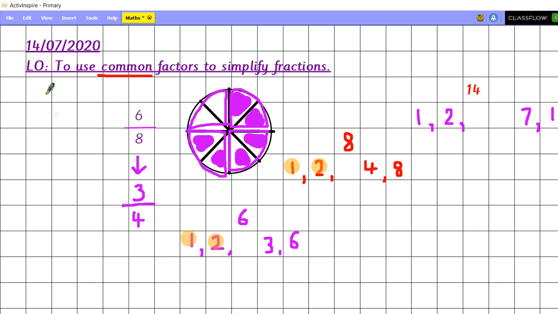So all I have done then is divide both of these by our highest common factor. 6 divided by 2 is 3. And then 8 divided by 2 is 4. So that's how I've got my answer, 3/4. And that is in its simplest form. If you can get this highest common factor, then you will automatically get it in its simplest form.